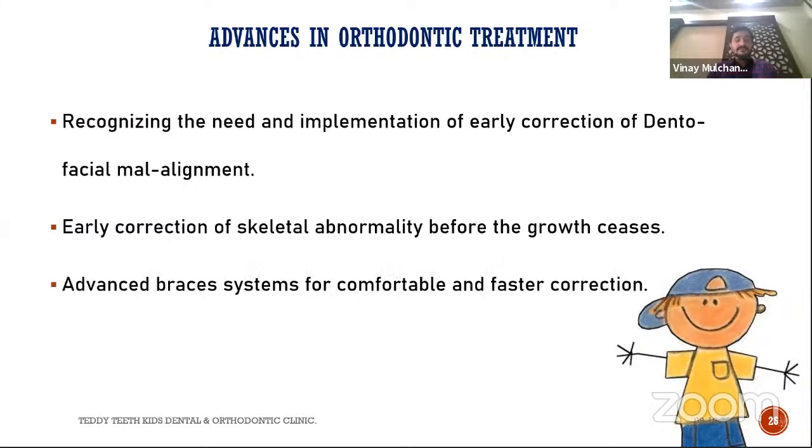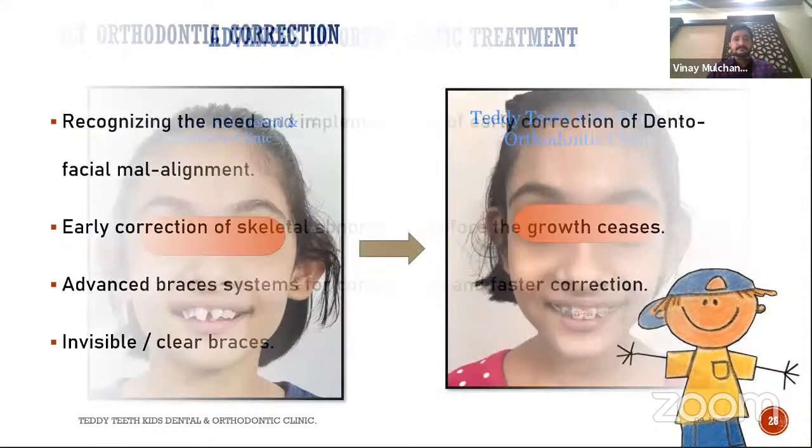And the change has occurred also in the braces system. The conventional braces have given way to advanced braces systems, which are more comfortable and they result in a faster correction. Lastly, there are something called invisible or clear braces for people who want something which is not visible. They can correct their dental malalignment without it being visible. So these are clear braces or invisible braces.